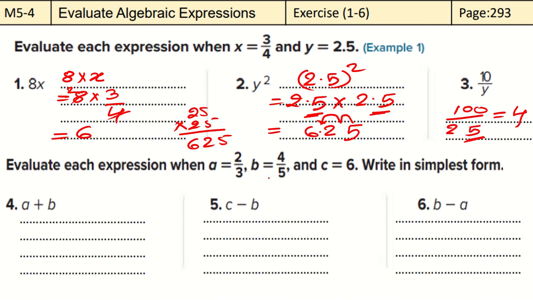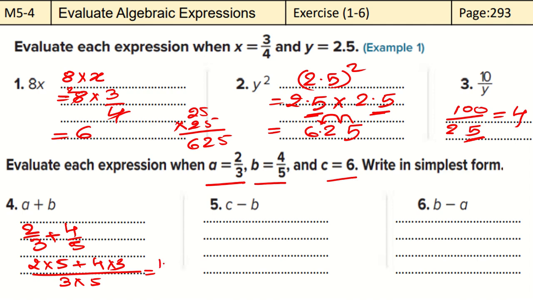Now same type of question. A is 2 over 3, B is 4 over 5, C is 6. Then write in the simplest form. So it is A plus B, which means 2 over 3 plus 4 over 5. Now you can see here the denominator is not the same, so you will have to take the LCM or just cross multiply it. So it will be 2 times 5 plus 4 times 3 over 3 times 5. It means 5 times 2 is 10, plus 12, over 15. So I am writing here, 10 plus 12, 22 divided by 15.